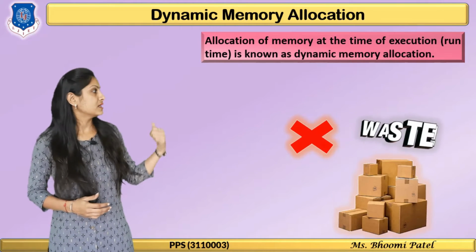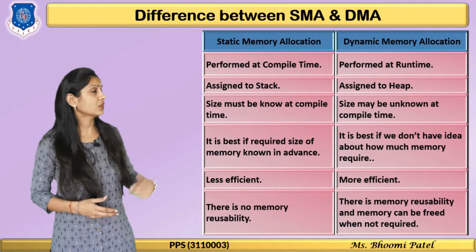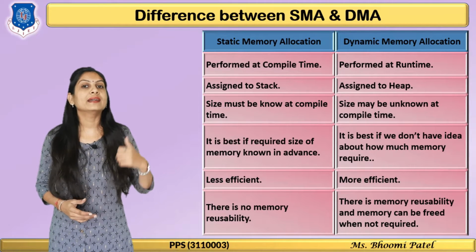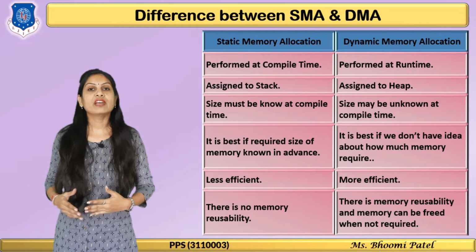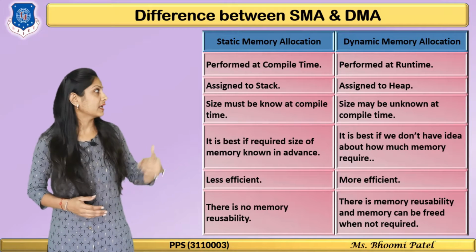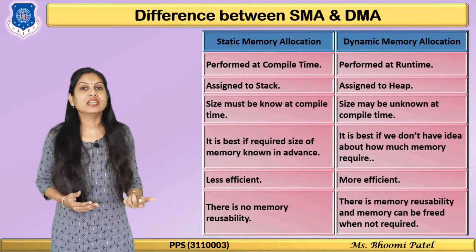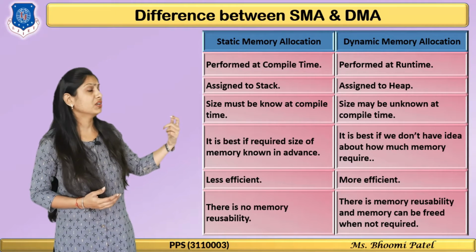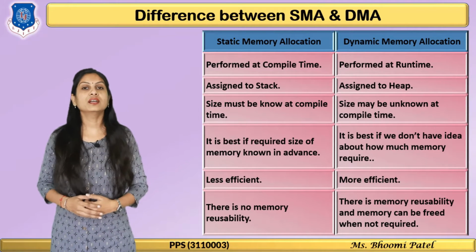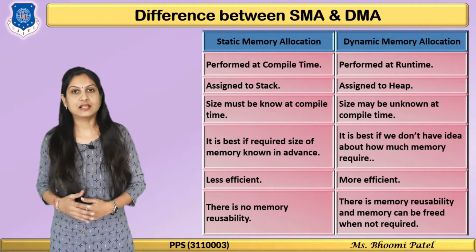Let's understand the difference between static memory allocation and dynamic memory allocation. As I told earlier, in static memory allocation, memory is allocated at compile time, but when we allocate memory at runtime, it is known as dynamic memory allocation. The second difference: when we allocate memory using static, it is stored in the stack, but when we allocate memory using the DMA concept, it is stored in the heap portion. About the stack and heap we will see in our next slide.